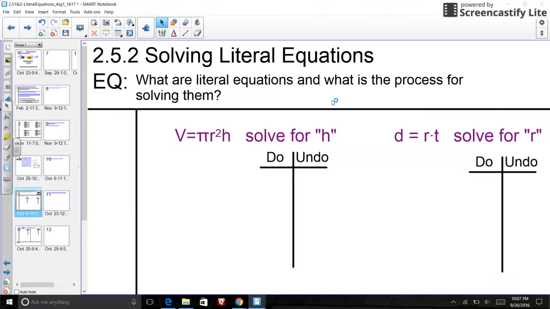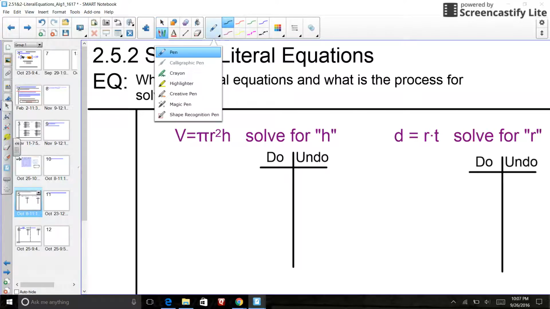So the whole point of today: what are literal equations and what is the process for solving them? Well, literal equations are any equation that has more than one variable. For example, this formula right here, V equals pi r squared times height. That's the volume of a cylinder. So right here, it tells me that my goal is to solve for h.